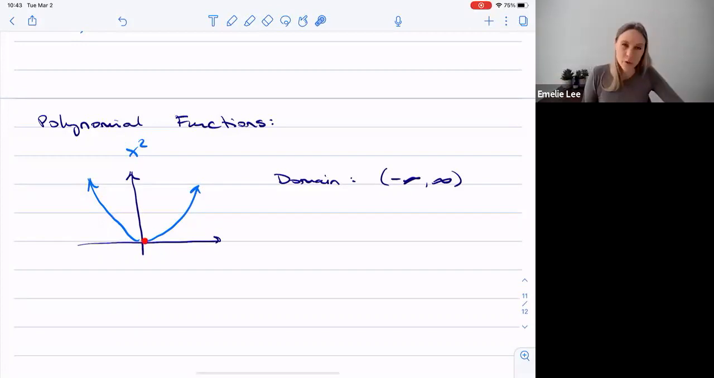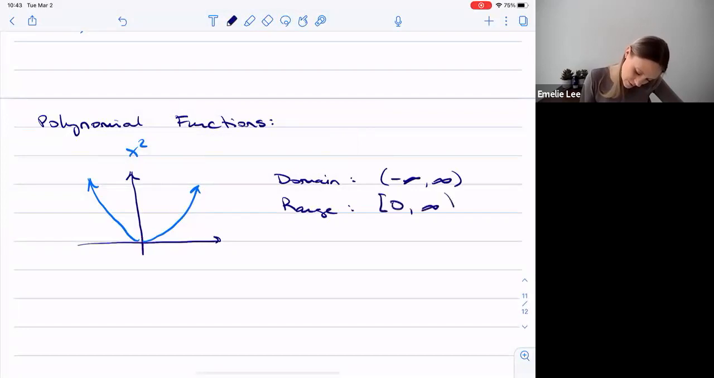Here, our range bottoms out at 0. The lowest possible value of y that I can get for x squared or any even power is 0, so the range is from 0 to infinity. It includes 0, right? 0 squared is 0, it exists.